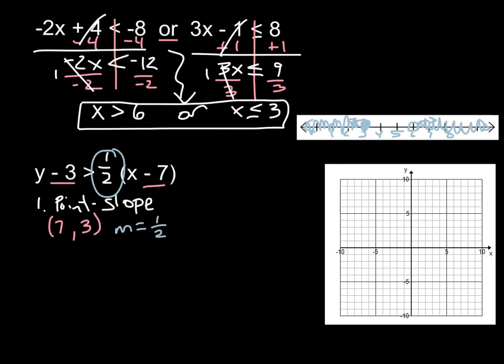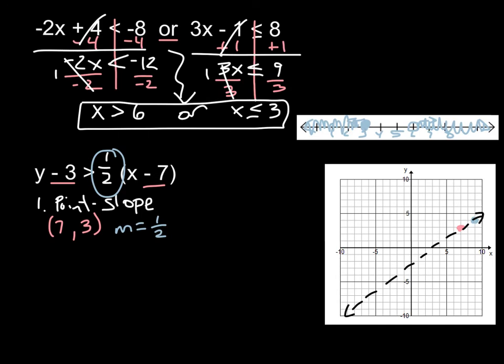So we're going to plot the point 7, 3, so 7 comma 3 is right here, and then we're going to use our slope 1/2, so up 1, right 2. Up 1 and right 2 will give us this point right here. And now we are going to graph the line, and again we have to determine if it's solid or dotted. This time it is dotted because of the greater than sign, but not equal to. So we're going to go ahead and graph the line dotted. And now we have to test the point.